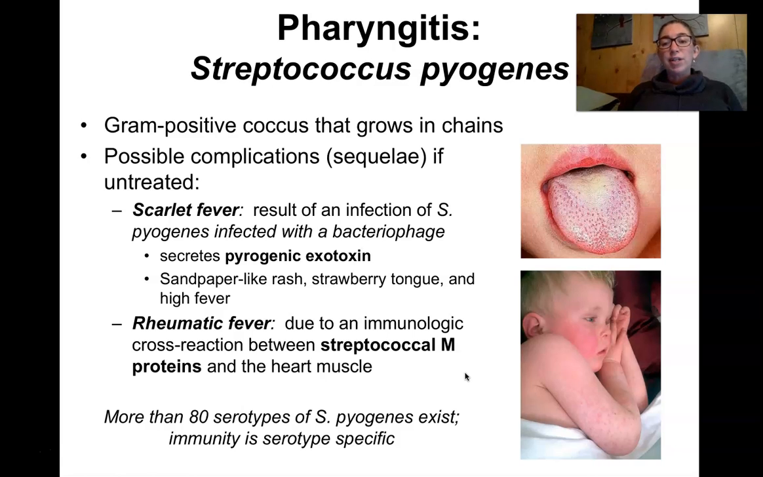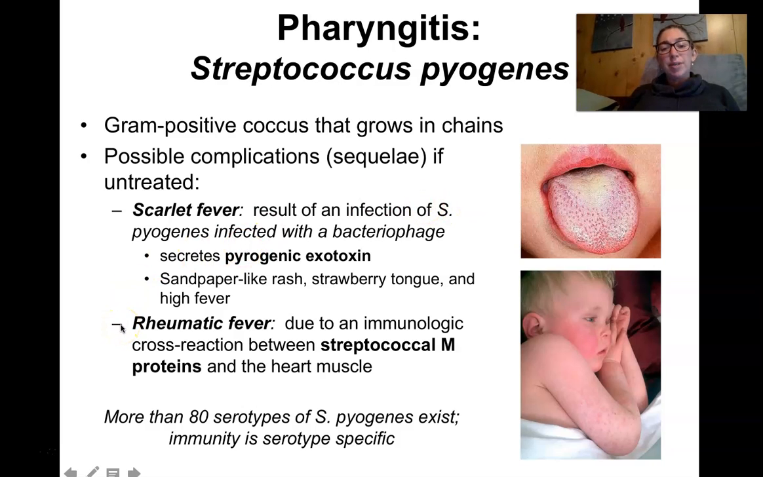So scarlet fever is due to a certain strain of Streptococcus pyogenes, a strain that has been infected with a bacteriophage and has basically acquired a special toxin. This is called pyrogenic exotoxin. It's a toxin that it secretes that causes fever. And so that's what scarlet fever is. You also get a sandpapery rash on the body and this pattern on the tongue that's called strawberry tongue because it makes these little dots on your tongue that make your tongue look like a strawberry. And of course, a fever. And so scarlet fever, no fun.